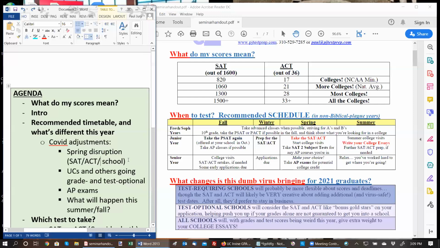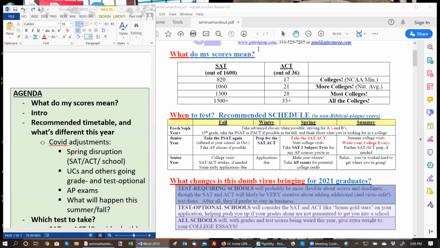Now, this year, as I said, things are going to be a little bit different. Most kids lost their March SAT date. We lost the April ACT date. We lost the May SAT date. I had tons of students getting ready to take those tests, and now their tests are being punted. The June test dates are still on.